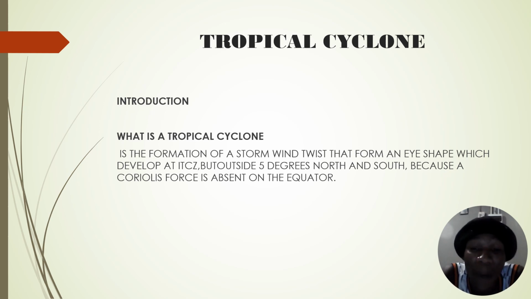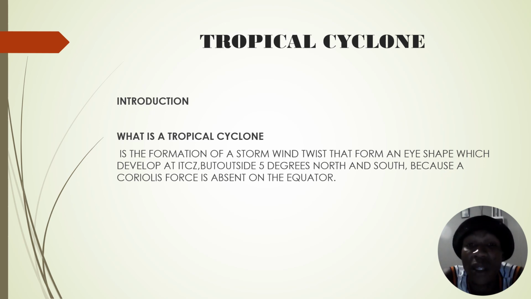Today we will study about tropical cyclone. What is a tropical cyclone, class? A tropical cyclone is the formation of a storm wind twist that forms an eye shape which develops at the ITCZ, but outside of 5 degrees north and south because the Coriolis force is absent at the equator.